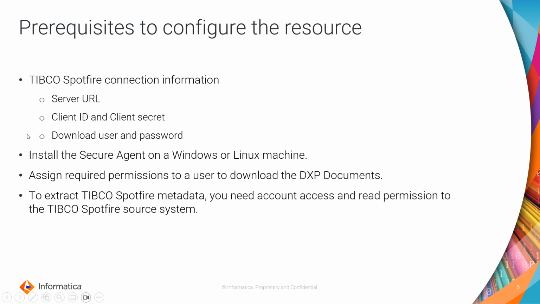So regarding the prerequisites that are needed to configure the resource, the first would be the server URL. This is nothing but the TIBCO Spotfire server URL. And the next comes client ID and the client secret, which is the OAuth client ID and the client secret. Then the download user and the download password. These are required only in versions 11.x plus, and this is not a mandatory field. This is used mostly for the permissions for the user who needs to download the reports or the DXP documents.